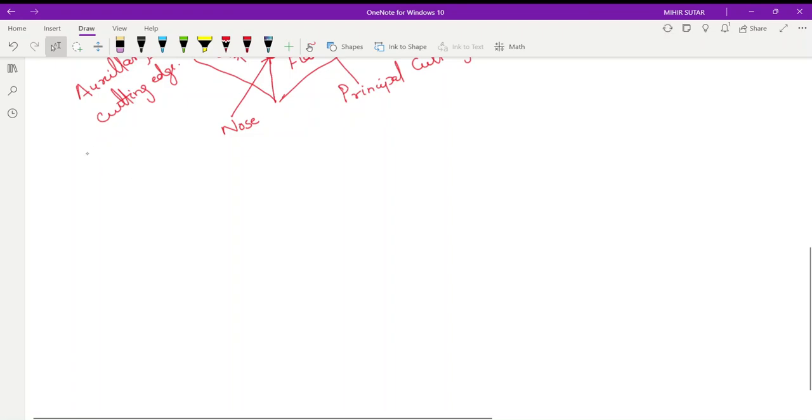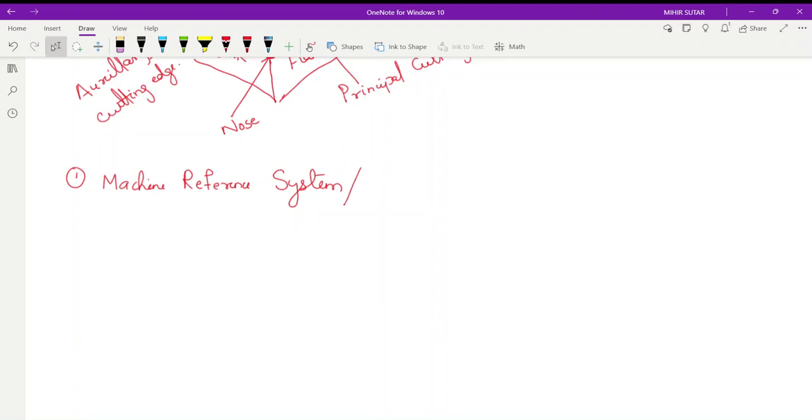So the systems: first of all, the machine reference system, or it is also known as your ASA, American Standard System.